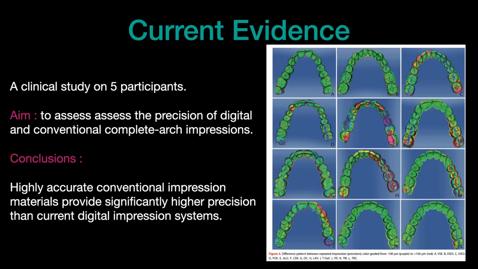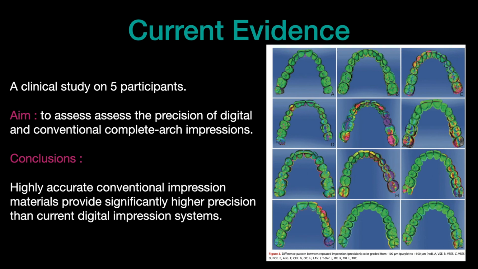The second paper I wanted to discuss is a clinical study done on 5 participants. The aim was to assess the precision of digital and conventional complete arch impressions. Here they assessed the precision, so we know what they did. They took multiple scans, either by different people or by the same clinician at different times, of the same thing, and they superimposed them and checked the deviation.